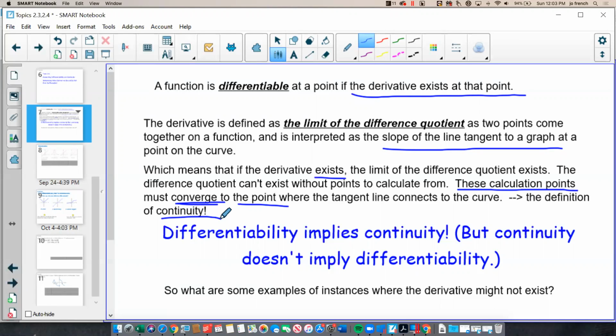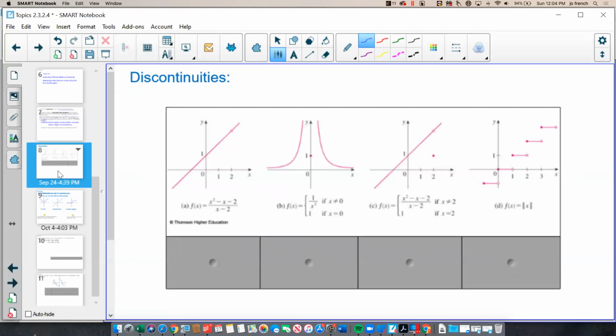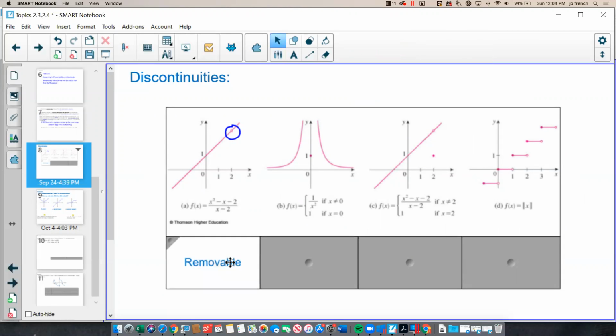But the flip side of that, continuity doesn't necessarily imply differentiability, which means we can have continuous functions that aren't differentiable. Now, how might that be possible? Let's look at some situations. First of all, let's look at a quick reminder of what functions look like if they're not continuous. We have functions with a hole in the graph, and those are removable discontinuities. Here's another one with a hole in the graph over here, the third example, but we have a new point down here at the bottom, and that is also a removable discontinuity.